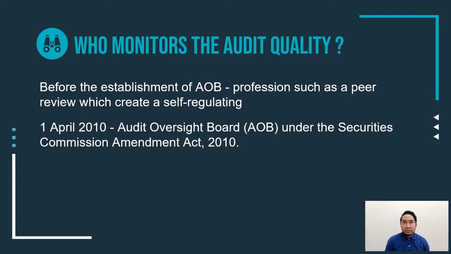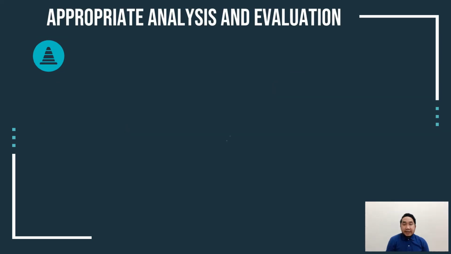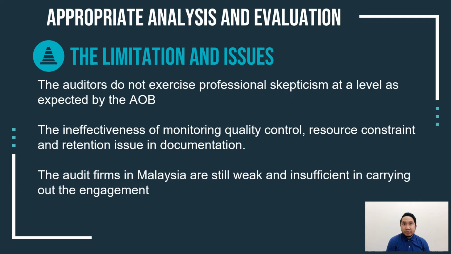However, on 1st April 2010, an additional layer of regulation of the external audit was created with the establishment of AOB under the Securities Commission Amendment Act 2010. The limitation and issue arise when the auditors do not exercise professional skepticism at the level expected by the AOB, along with ineffective monitoring of quality control, resource constraints, and retention issues in documentation. Lastly, the audit firms in Malaysia are still weak and insufficient in carrying out the engagement.